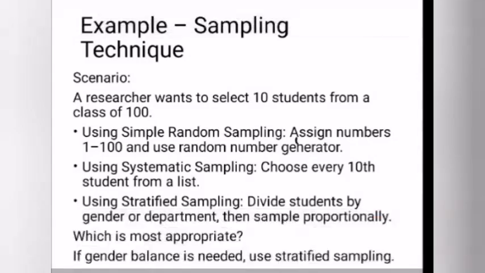Using systematic sampling, as I said, you can choose every 10th student from the list. You can choose every third student from the list the same way as I said earlier.